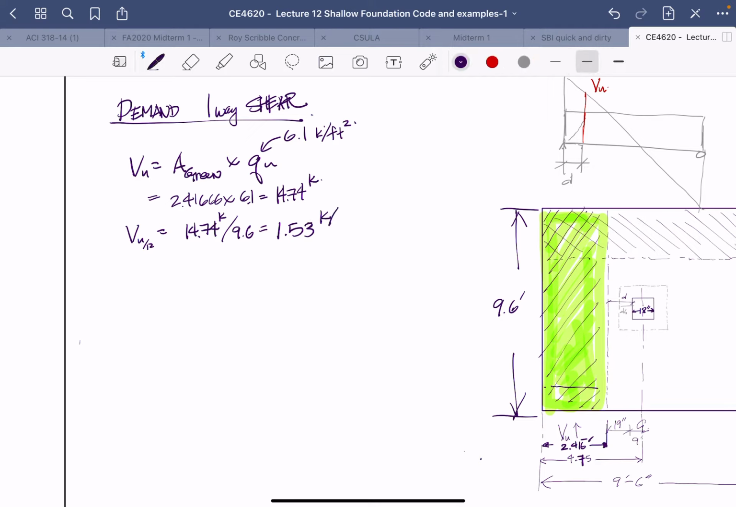So the Mu ratio is quite conservative here. So realistically, I'm just going to provide number 8 at probably 14-inch on center. 16-inch would probably work, but I'm just going to do that. So really, what else do we have to check? We also have to check for minimum reinforcement, right? And so minimum reinforcement is As min.